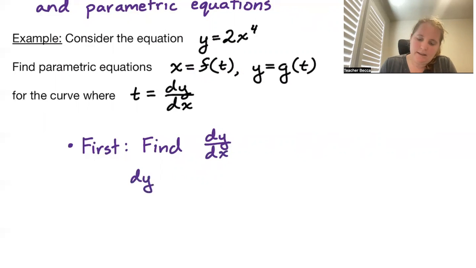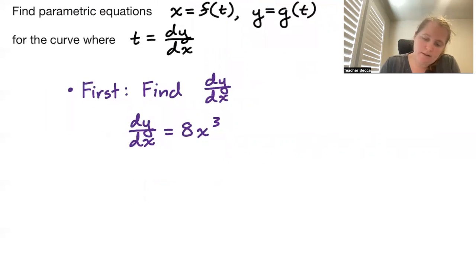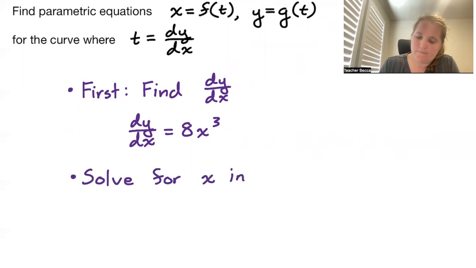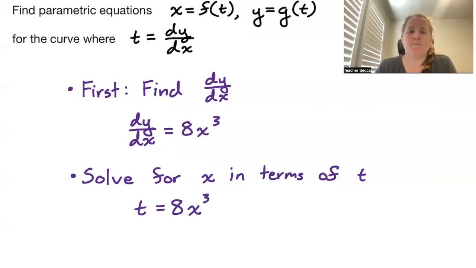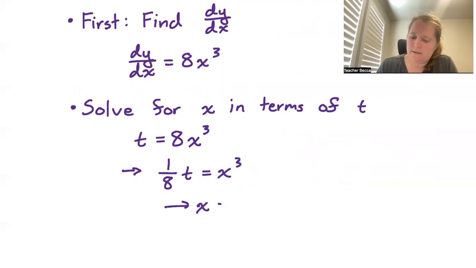So dy/dx in this case is simply 8x cubed. Once we have our dy/dx, then we can solve for x in terms of t. So we have t is equal to dy/dx, so t equals 8x cubed. That means that 1/8 t is equal to x cubed, or x is equal to 1/2, that's the cube root of 1/8, times t to the 1/3.